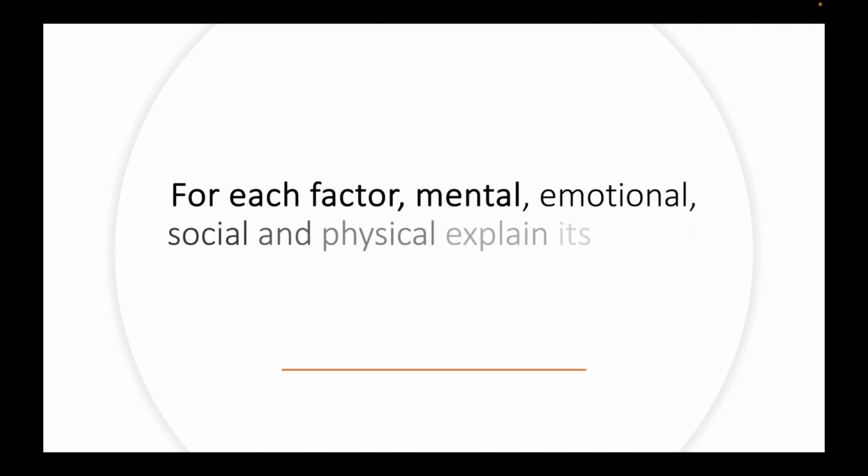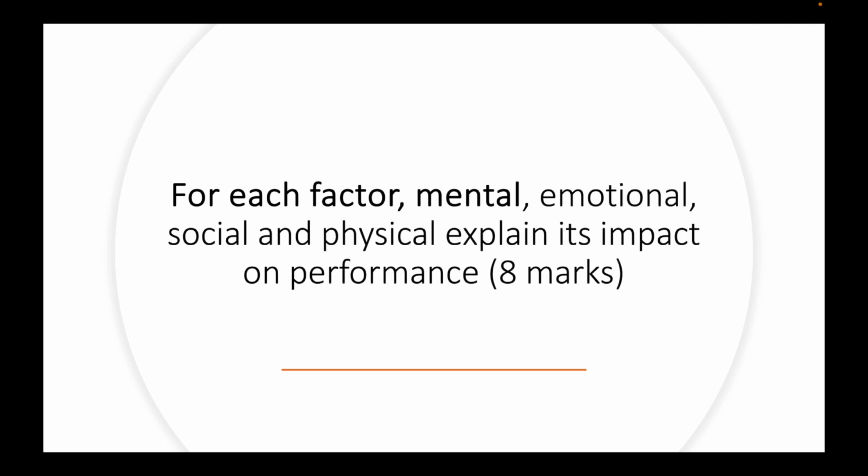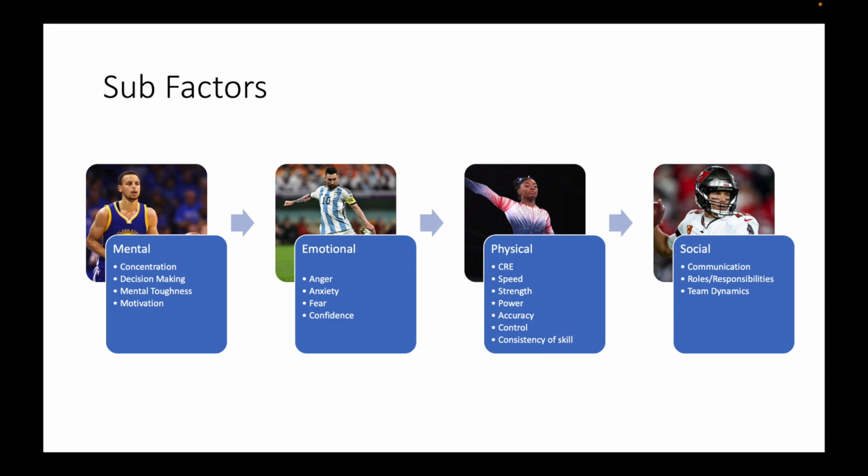So just a reminder of our questions and all the things that we've covered. We've covered a lot of example answers there. This is the 8-mark question for each factor: mental, emotional, social, and physical. Explain its impact on performance. Now, what you need to do here is identify 2 sub-factors that relate to your sport, and you're then going to give how they impact on performance. And remember that impact can be positive or negative.